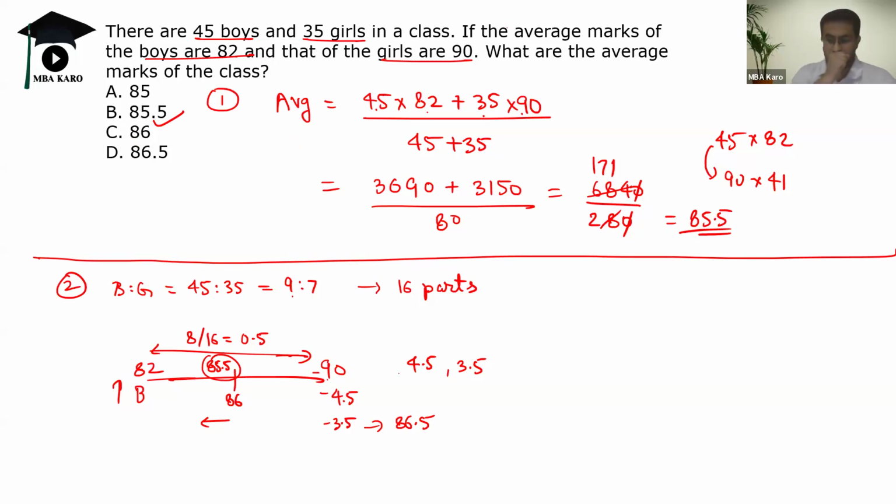So in future, we will be doing ratio, that is mixture allegation. It is the reverse of this process, in which they will give you the average of boys, the average of girls, and the average of the class also. They will ask about the ratio of boys and girls. So just a heads up to that process.